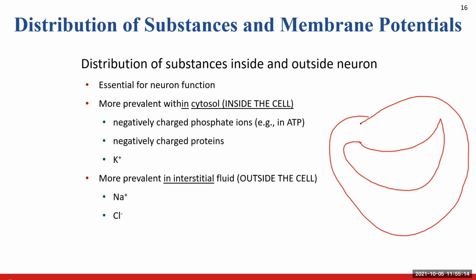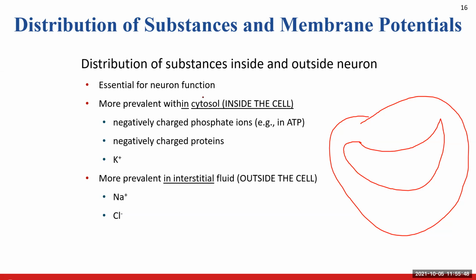So a lot of ATP occurs when we break down ATP into ADP. You'll have these phosphate ions just floating out there in the cytosol, and they are negatively charged. So we'll see these negatively charged phosphate ions on the inside. We'll see these negatively charged proteins, and both the negatively charged phosphate ions and the proteins are relatively large structures, so they basically remain trapped inside the cell.